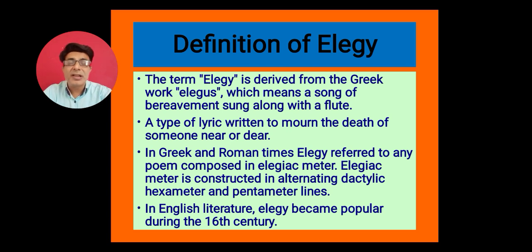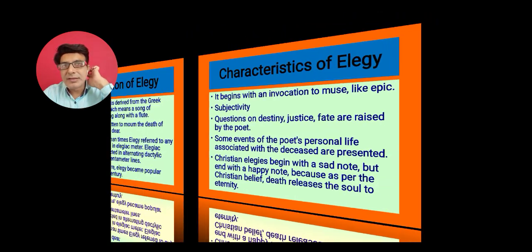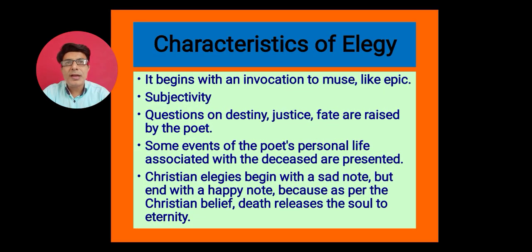If we talk about English literature, elegies became very popular during the 16th and 17th century. Let's have a look at the important characteristics of elegy. Number one, elegy mostly begins with an invocation to the muse. It is just like an epic. In an epic also, the poet begins with a prayer to God. In the same manner, elegy begins with an invocation or a prayer to God.